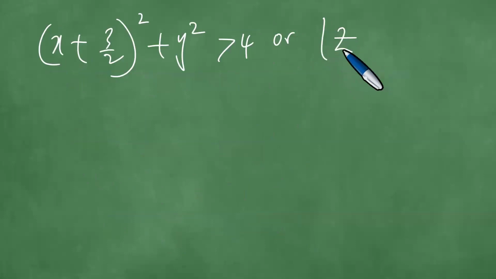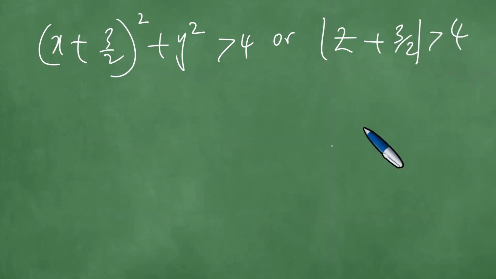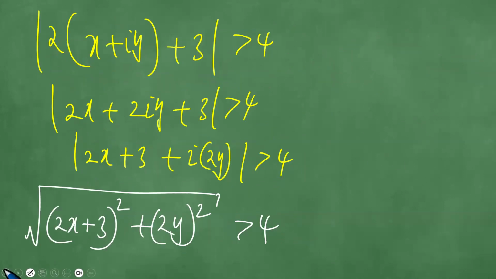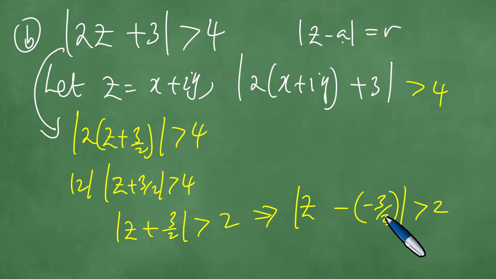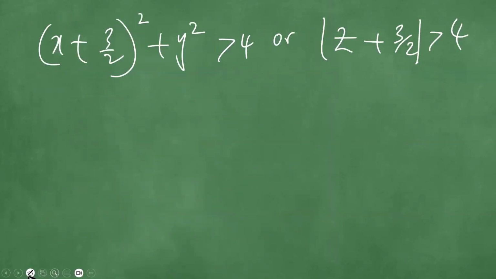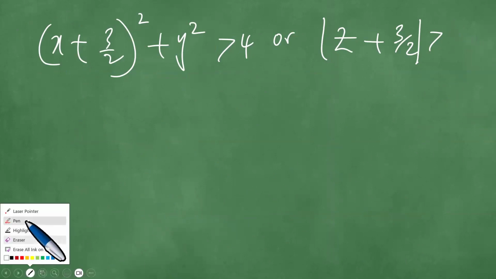Or you can see z plus 3 over 2 is bigger than 4. We saw it here. Okay, it's bigger than 2, excuse me. It's bigger than 2 here. We divided 4 by 2, so it's bigger than 2. Certainly bigger than 2. We're just checking that one. So it's bigger than 2.